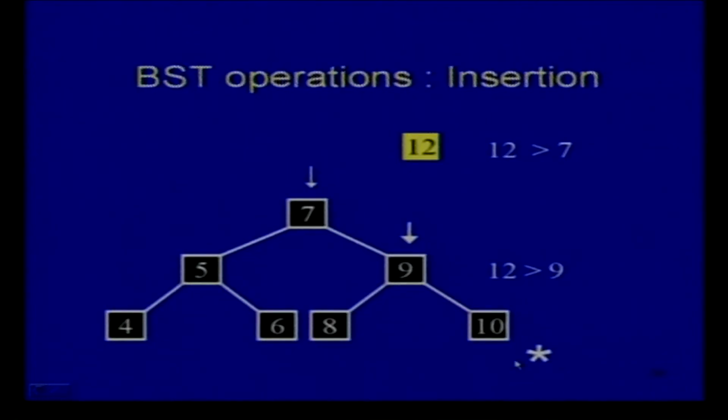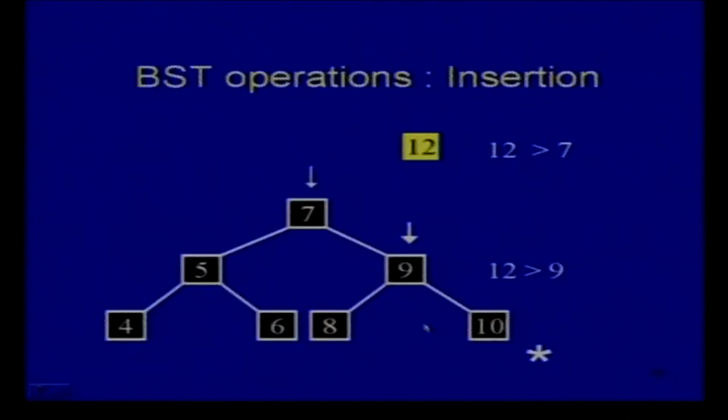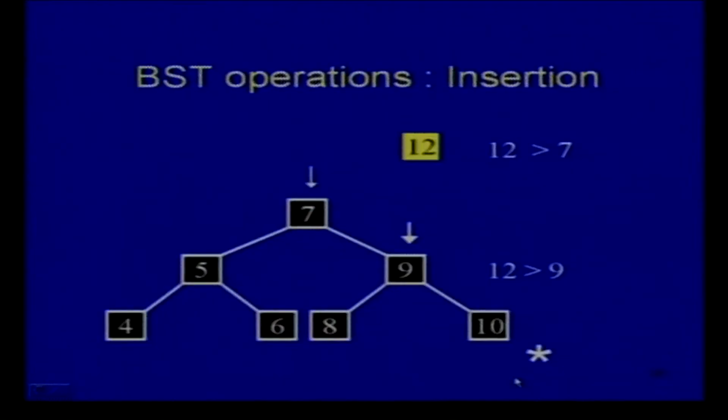Now, this 12 has to be placed in a node, its right pointer and left pointer have to be made equal to null, and the right pointer of this 10, whose location we should have stored, should now point to the new node. So, now we have a new node with 12 in this position. So, this is how we do the insertion into a binary search tree.